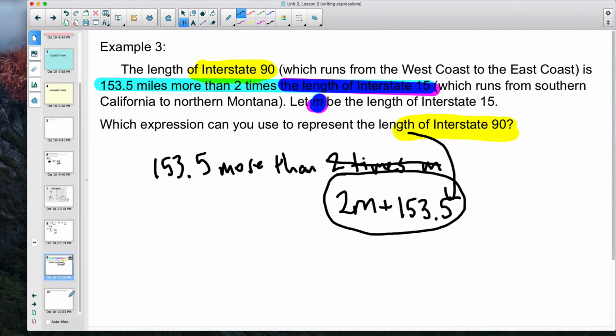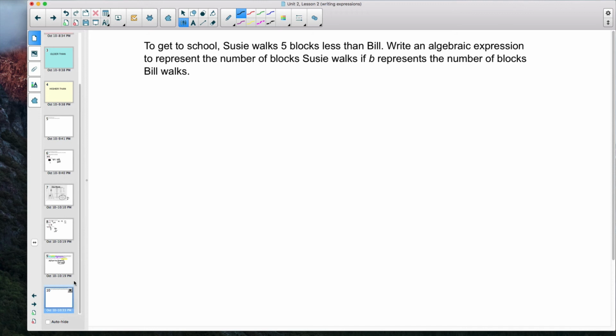So I'm going to leave you with one problem to try on your own to end this, and that problem is what we originally looked at. To get to school, Susie walks 5 blocks less than Bill. I would like you to write an algebraic expression to represent the number of blocks that Susie walks if B represents the number of blocks that Bill walks. So use this information to come up with something that tells me how long Susie walks. Susie walks what? Try it on your own.